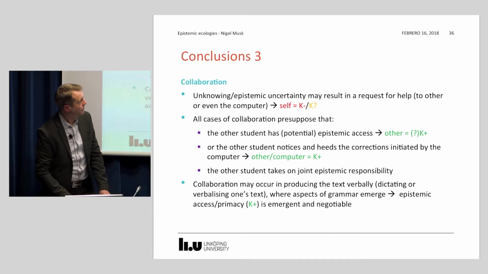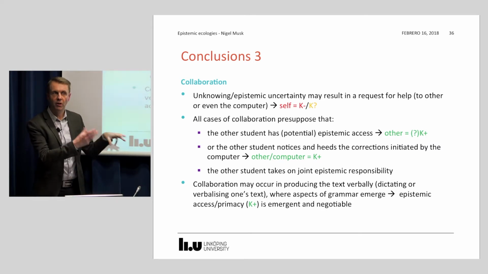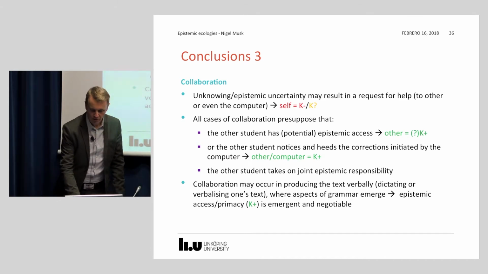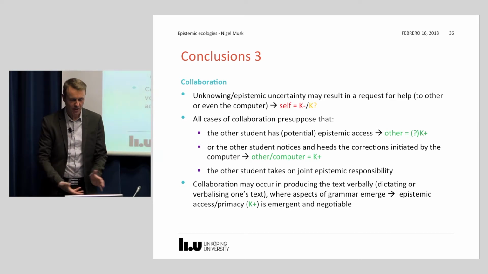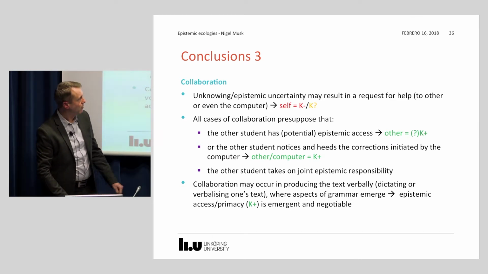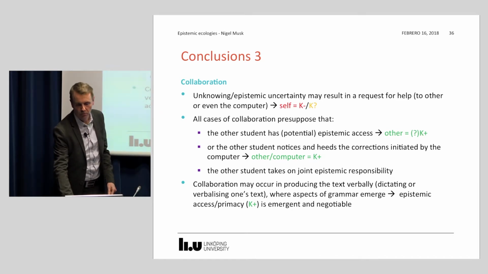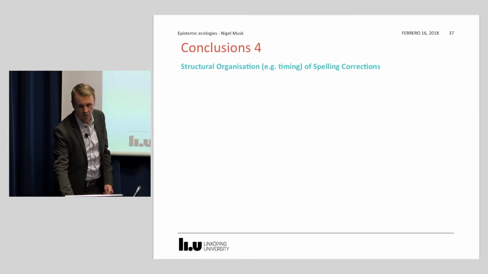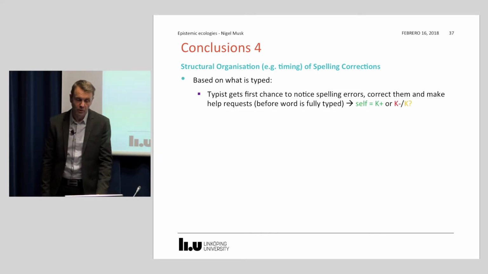So collaboration can take place in other ways as well, because they're often dictating or verbalizing parts of the text together. And spelling. I thought I'd removed all of them. So it should say spelling. The problems, aspects of the spelling emerge, and then they have to negotiate these. So who's right, and establish whether, negotiate this together. Then aspects which I haven't talked about so much to do with the structural organization, the timing of this.